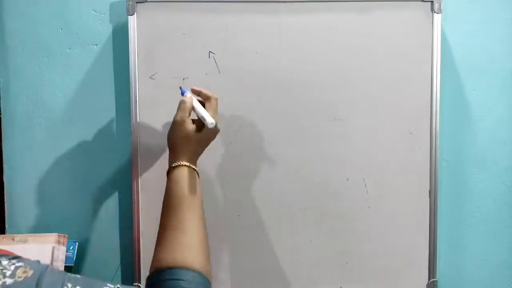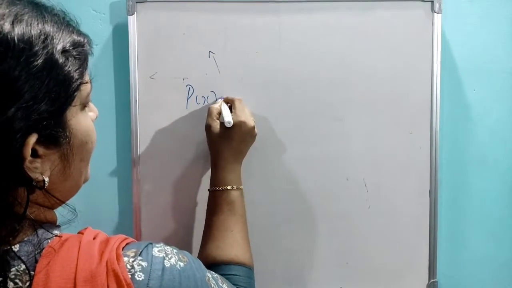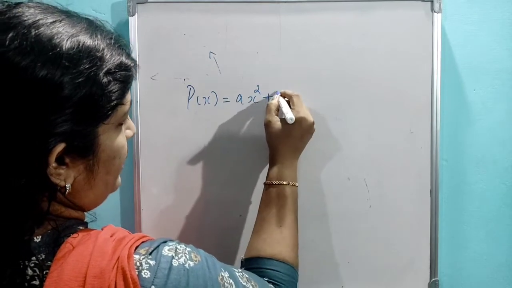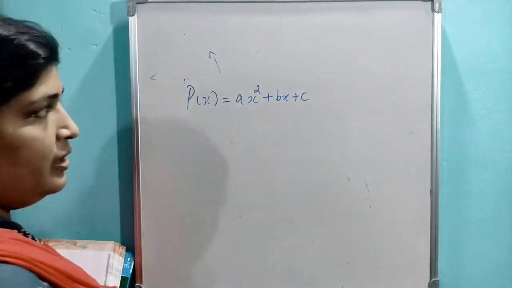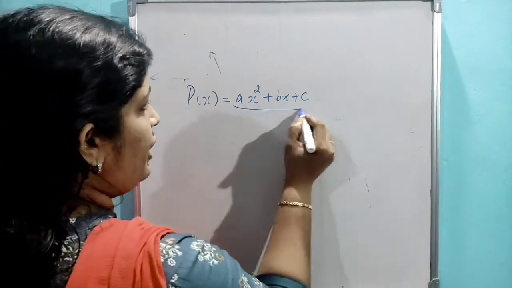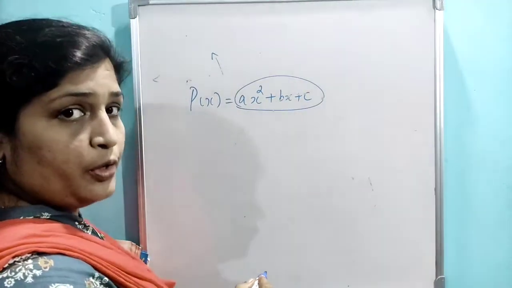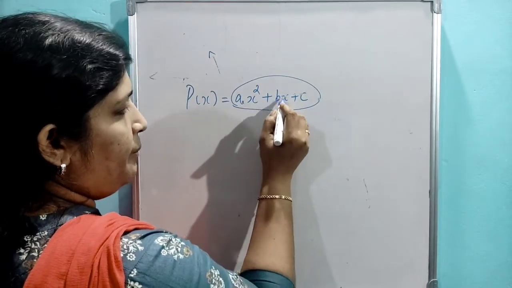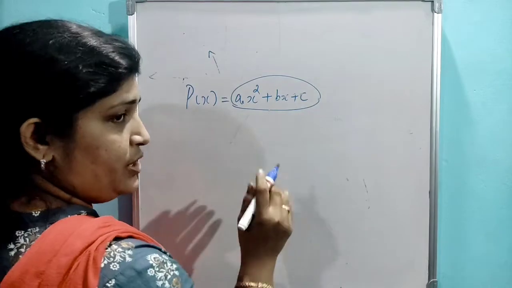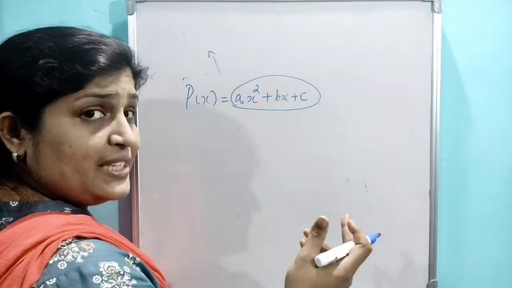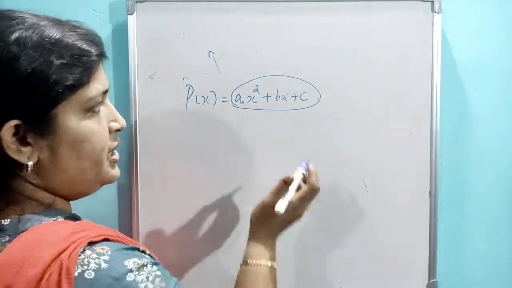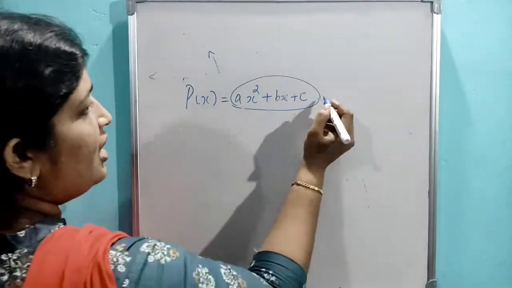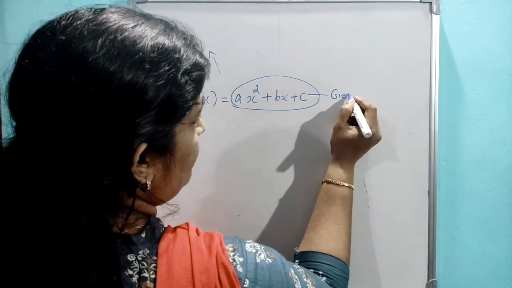See here we have a polynomial p of x. P of x is ax square plus bx plus c. This is the general form of a second degree polynomial. That is a number into x square plus a number into x plus a constant term. The constant term means it is also a number, right? So a general second degree polynomial is of this form.